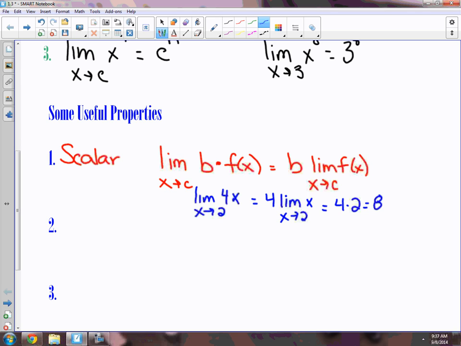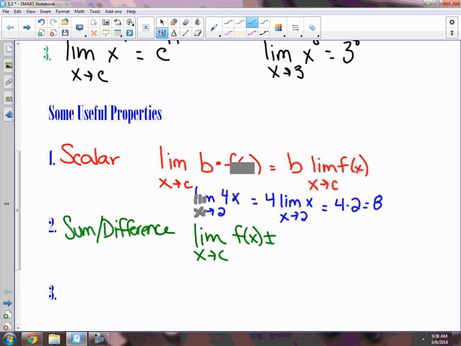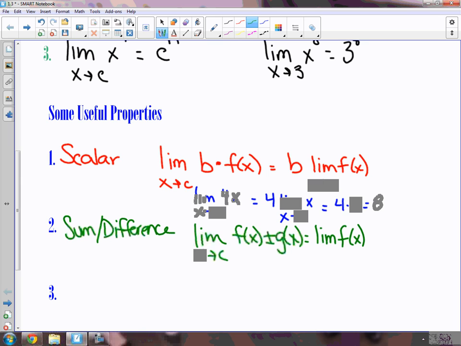Okay, the second property is going to be the sum or difference property. Okay, what this says is we could be taking the limit as x approaches c of f of x plus or minus g of x. So you've got two functions that you're adding or subtracting together that we want to find the limit of. So it could be x squared plus 7x. It could be the sine of x plus the cosine of x. It could be 2 minus x, anything you're adding or subtracting. What this property tells us is we can take a look at each of them separately. So we can do the limit of f of x plus or minus the limit of g of x. So you can take the limit of each one and then add them together at the end.